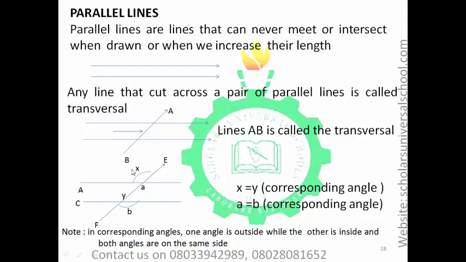This X and Y, they are corresponding angles. Corresponding angles are equal. So X and Y are corresponding angles. Likewise, A and B are corresponding angles. The A under here and the B under here, they are corresponding angles. Why? A, X on top, Y on top of this line is what?